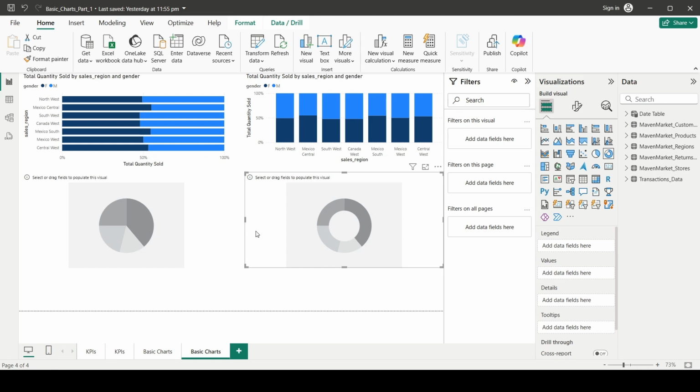The difference between the pie chart and the donut chart is that both charts are used for proportion analysis, but they differ in appearance. Pie charts are best for comparing a small number of categories, while too many slices make it hard to read.